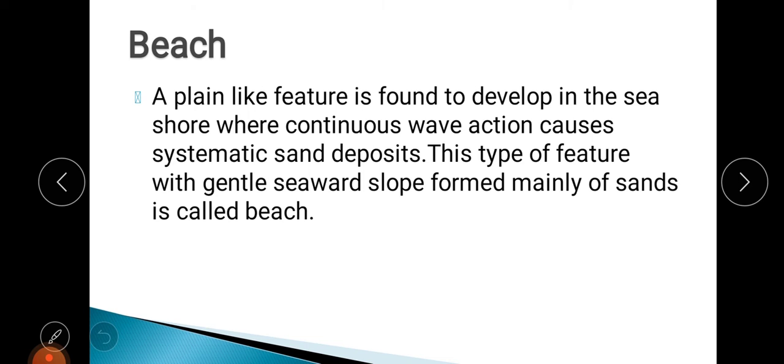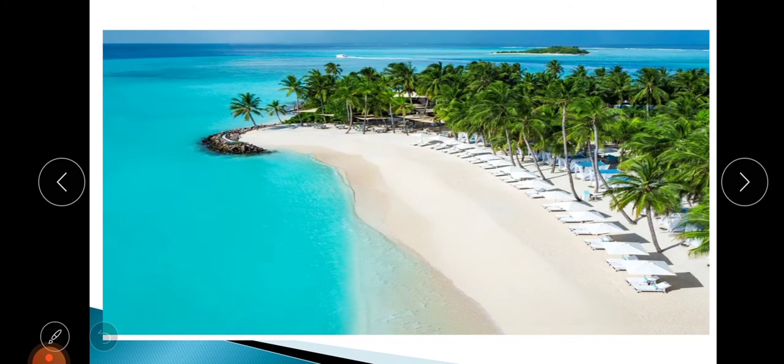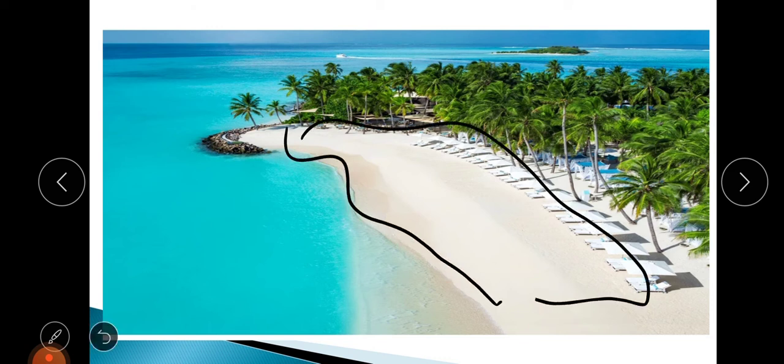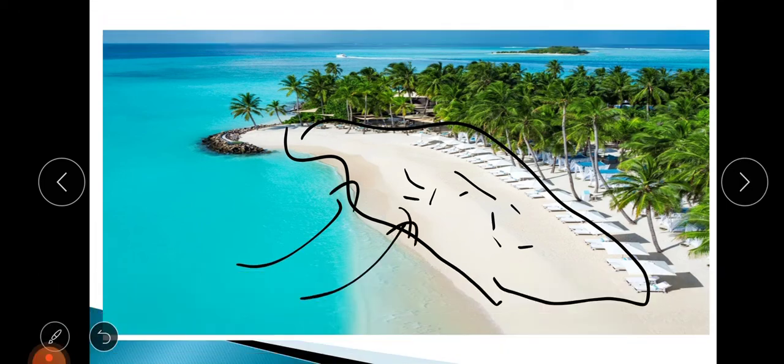So when sands are deposited because of the sea waves, when the sea waves carry a huge amount of sand and deposit it, the plain area is formed, that is called your beach. So here you see, this is a beach. These are sand particles which are deposited by the sea waves. Because of such deposition of sands brought by the sea waves, these beaches are formed.